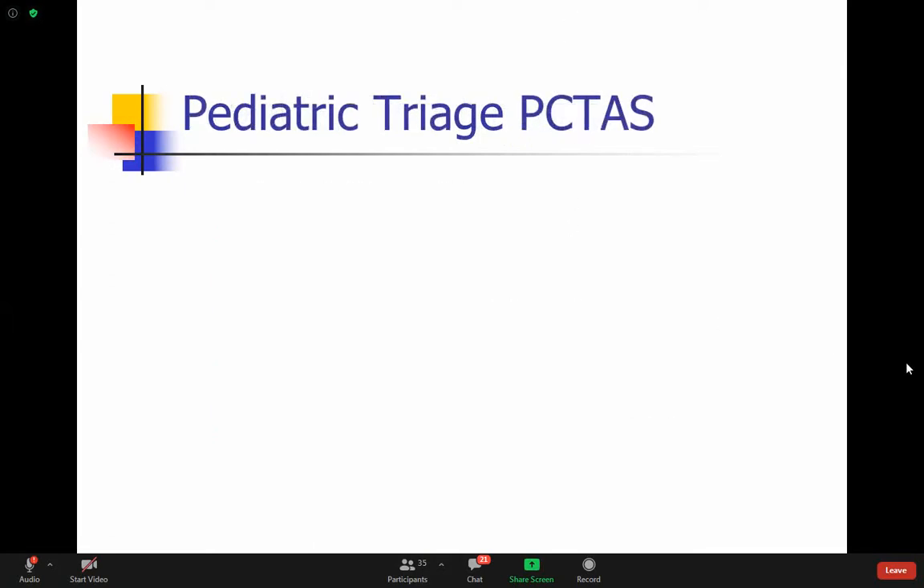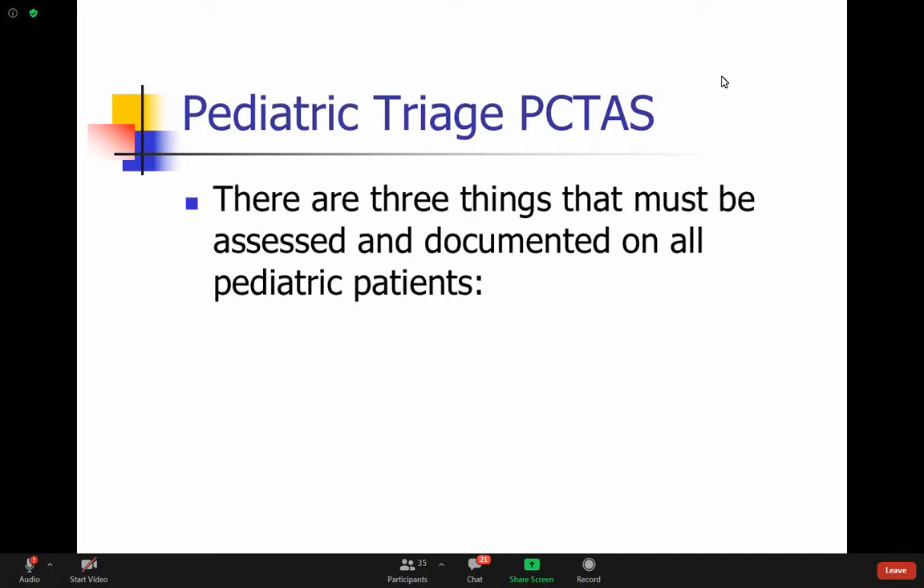Okay, pediatric triage system. So it's the same concept, it's the same idea. And there are 3 things that must be assessed and documented on all pediatric patients, which are different from the adults, or I would say additional compared to adults.